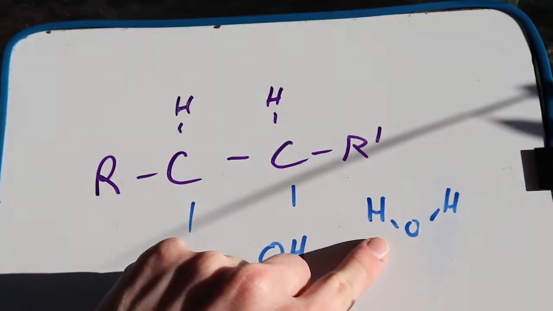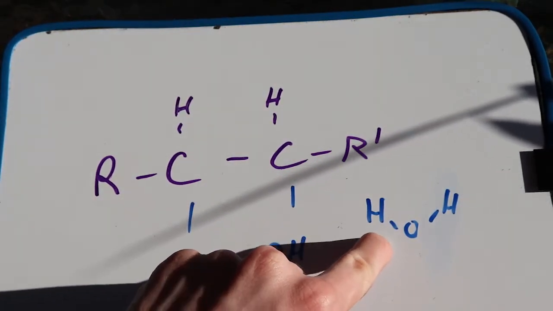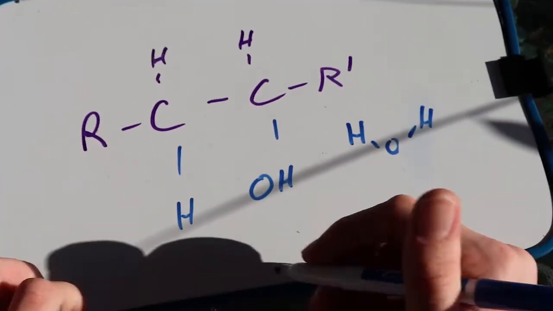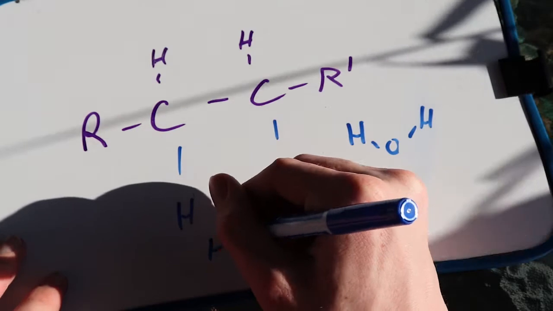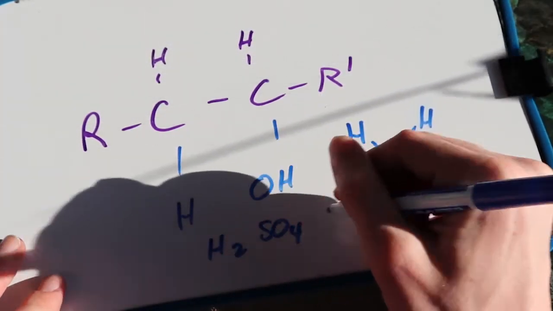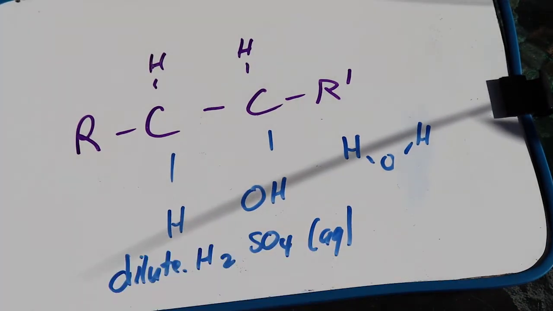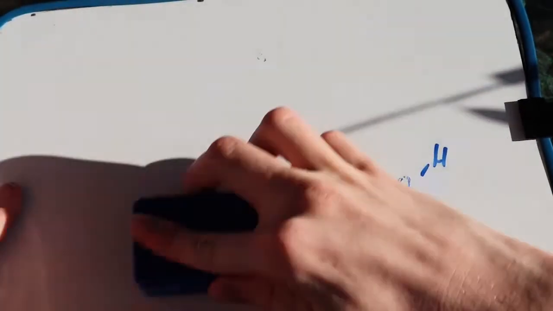Now, because we need to break apart this bond here in water, we know this bond is much stronger, and we're going to need some kind of catalyst. For this reaction, we need an aqueous acid catalyst, such as H2SO4 aqueous. And it needs to be dilute. Okay, let's have an example of each of those reactions.